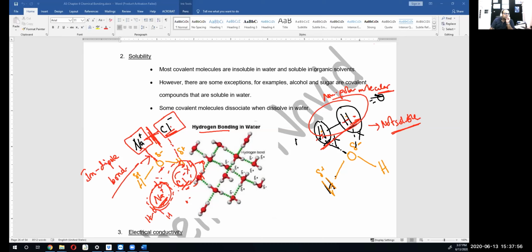Non-polar molecules cannot form bonds with the water molecule because they do not have any charge. It's not soluble. Polar molecules or ionic compounds can form bonds with the water molecule. That is why they are soluble.